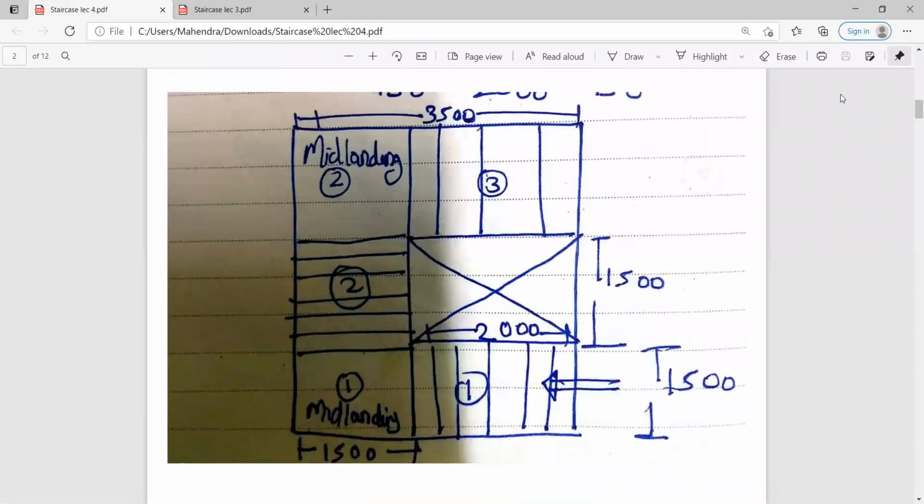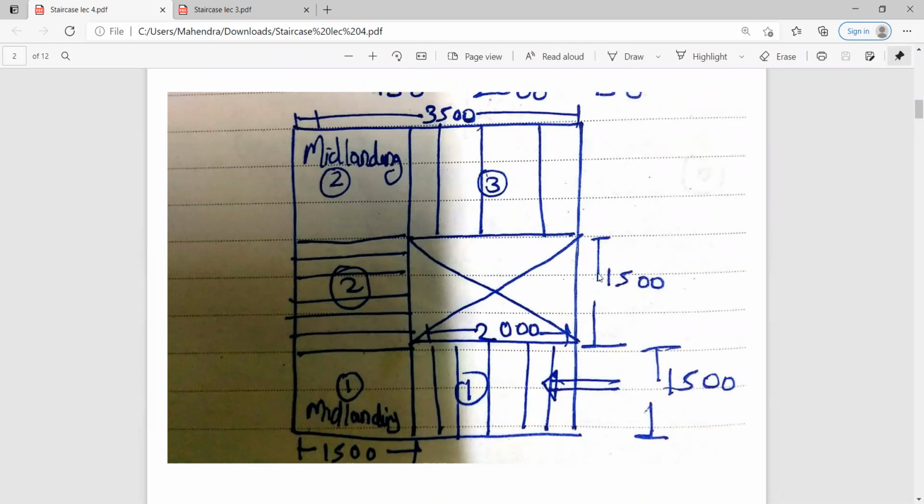First of all, you need to calculate the layout of the staircase. So this is the layout of the staircase. As mentioned in the question, the total size of the room is 3.5 by 4.5 meter.